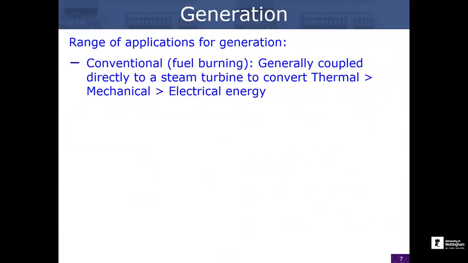So the range of applications. I've talked about how we have these conventional fuel burning type things. So these are just generally combusting fuel. Traditionally this was something like coal. More modern combustion tends to use gas. But it's converting thermal energy by burning it, by heating water into steam. That steam goes into a turbine to give mechanical rotational energy. And then we couple that to a generator to push electrical energy into our grid.